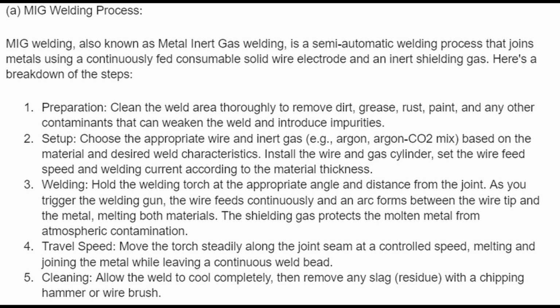As you trigger the welding run, the wire feeds continuously and an arc forms between the wire tip and the metal, melting both materials. The shielding gas protects the molten metal from atmospheric contamination. 4. Travel speed. Move the torch steadily along the joint seam at a controlled speed, melting and joining the metal while leaving a continuous weld bead.